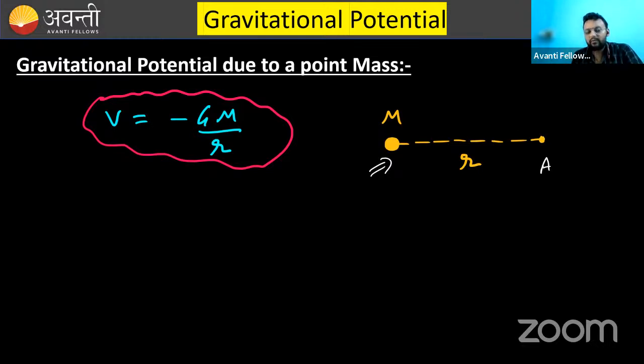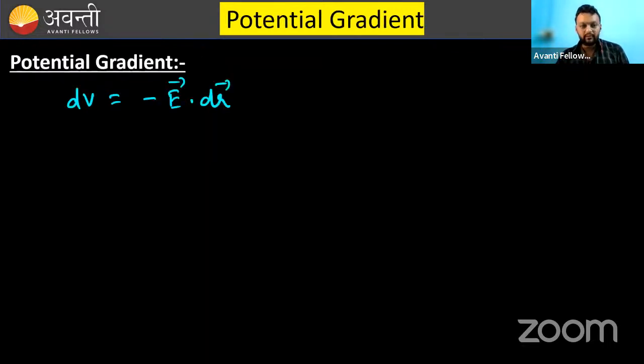Minus GM over R. I think you have remembered the relation. You have studied that in class 11th, so there is no problem with that. V is equal to minus GM over R. The important thing which is to be remembered, which is to be learned by you, is this: that is potential gradient. That's the most important question.